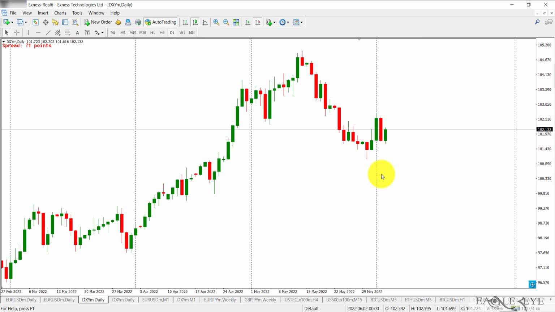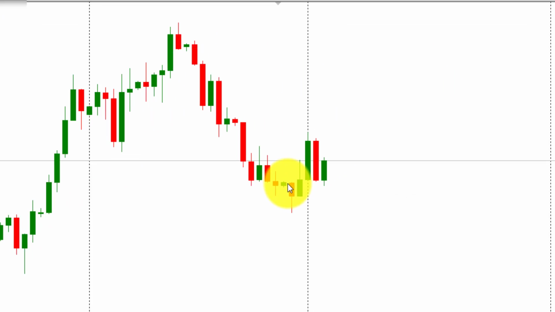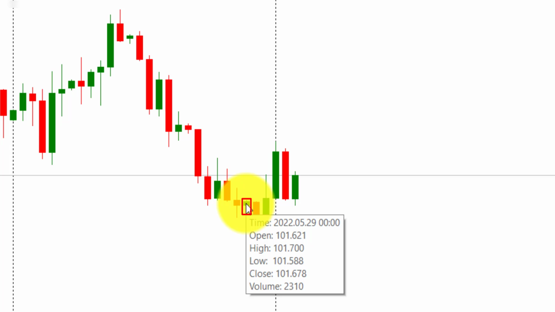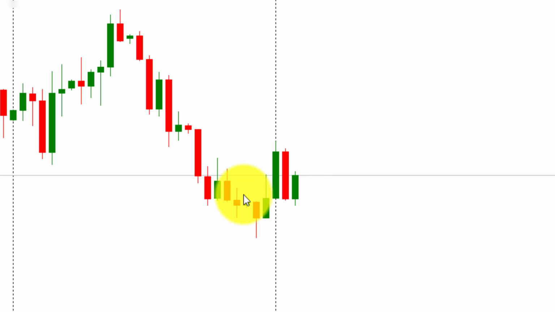Actually, let's go into the charts. This is the dollar index, a daily chart, and as usual, that's where I started. For the past week I was talking about the fact that I was expecting price, this particular candle right here is, I think, Sunday's open. This is Monday, Tuesday, Wednesday, Thursday, and then Friday.